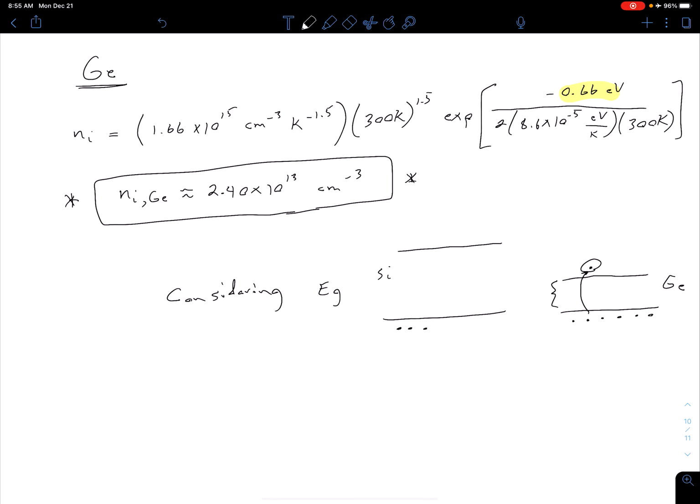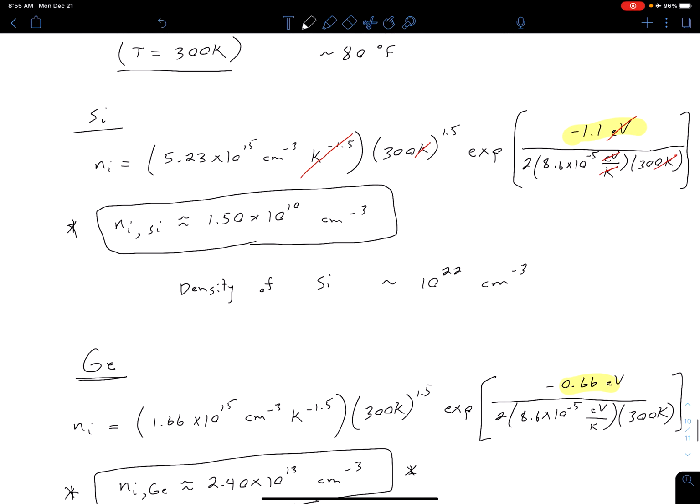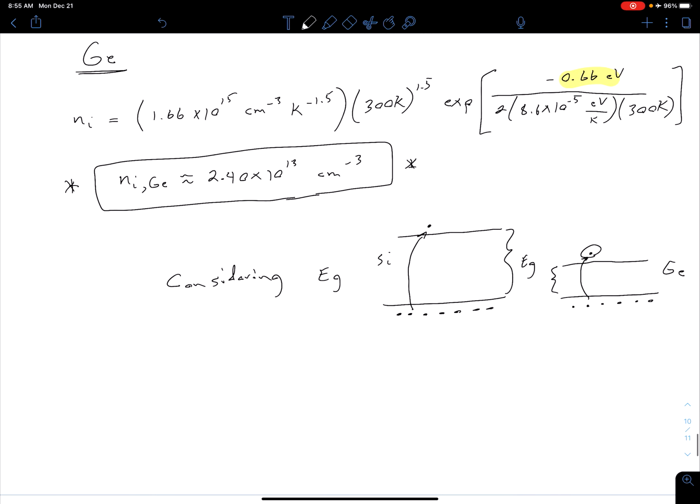Whereas for silicon, we have a larger band gap. So these are both our Egs. And we need more energy to get an electron up to the conduction band. What that means is that for the same temperature, which means the same amount of energy on average for all of these electrons in our valence bands, we're going to have more electrons in our germanium conduction band than we are in our silicon conduction band.